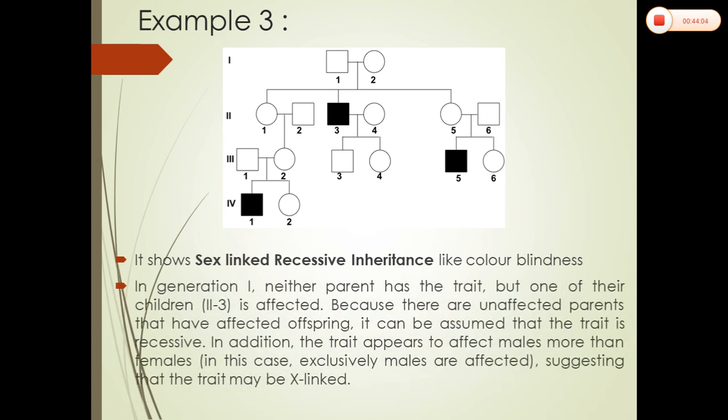So in generation 1, neither parent has the trait, but one of their children, that is the second son, is affected. Because unaffected parents have an affected offspring, it can be assumed that the trait is recessive. This first we have confirmed. In addition, the trait appears to affect males more than females. In this case, exclusively males are affected, suggesting that the trait may be X-linked. So this confirms that the trait is X-linked recessive.